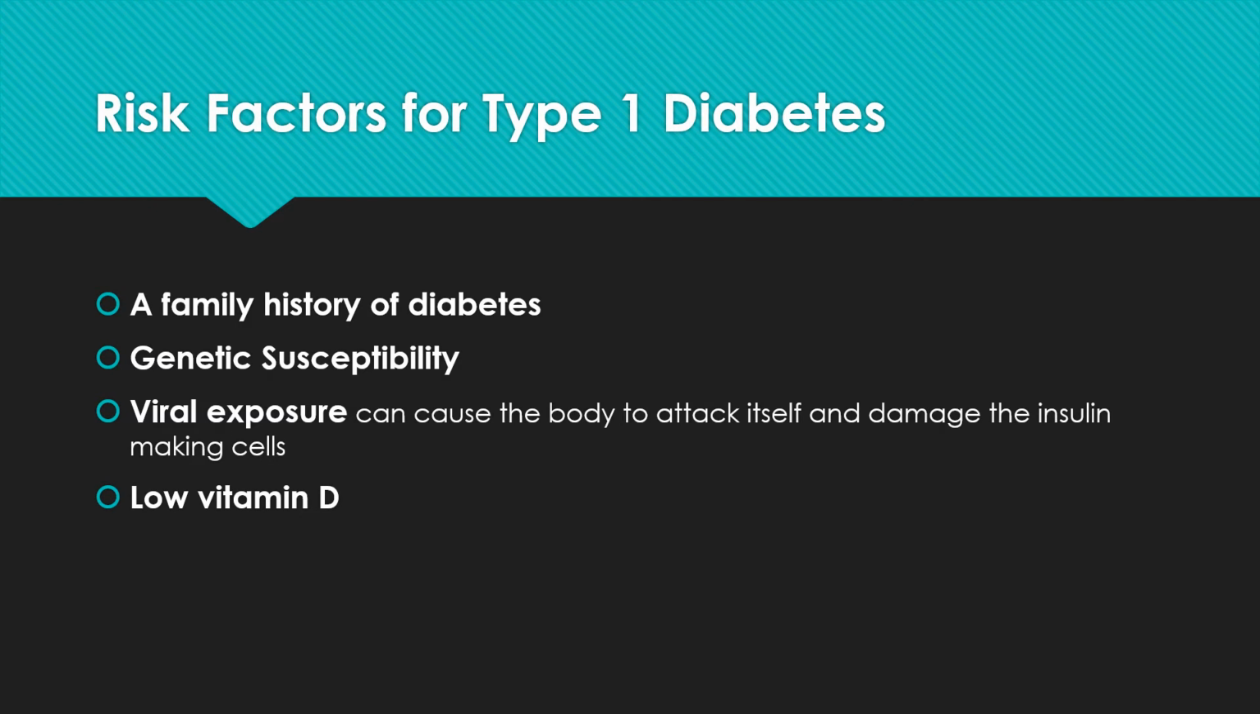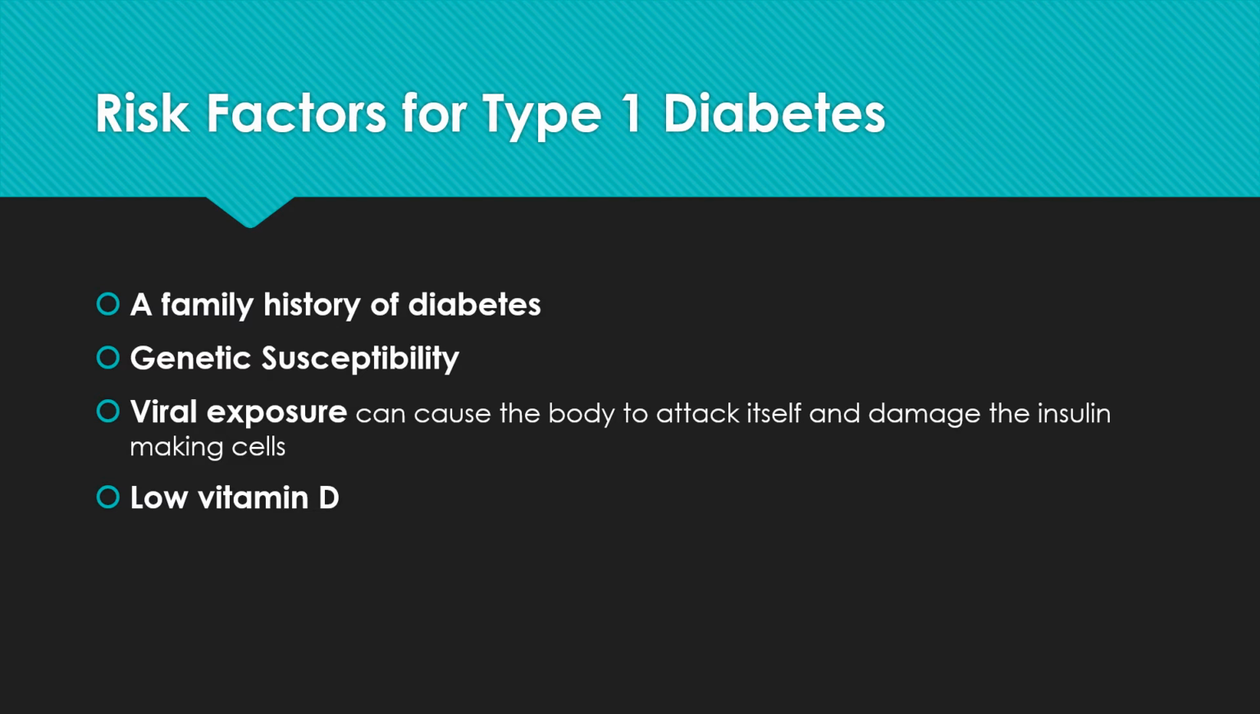The risk factors for type 1 diabetes are as follows. A family history of diabetes. This is especially true if the child has a parent or a sibling with diabetes. The next is genetic susceptibility. This goes right along with family history and has to do with your genes being susceptible or easily affected to cause type 1 diabetes.